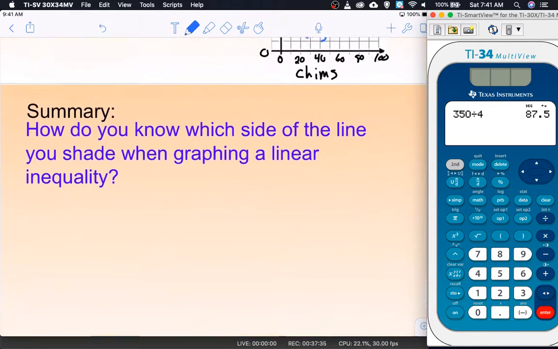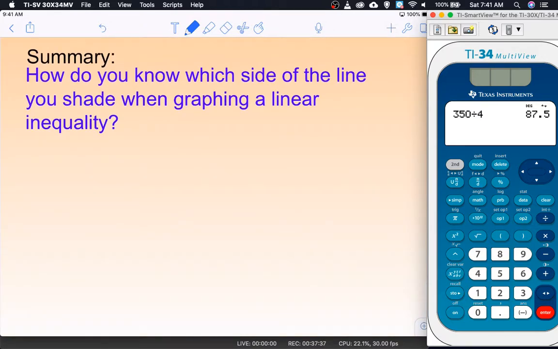All right. Summary. How do you know which side of the line you shade when graphing a linear inequality? So it's a nice basic summary, but it's something that's very important for the lesson. How do you know what side of the line to shade? Go ahead and pause the video, put down a thought. All right.